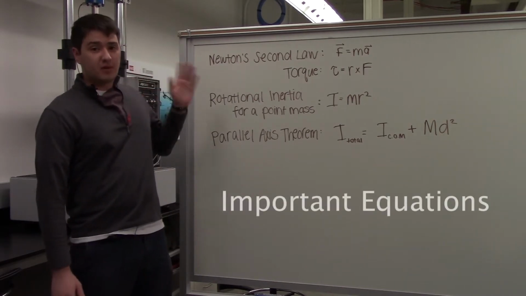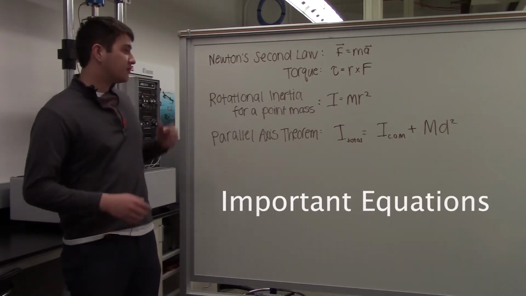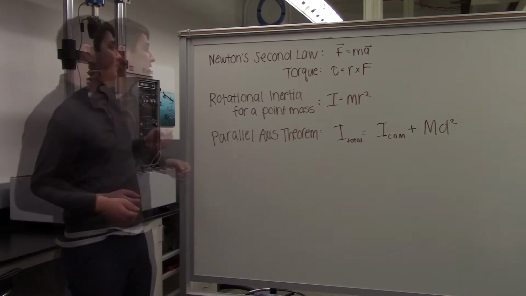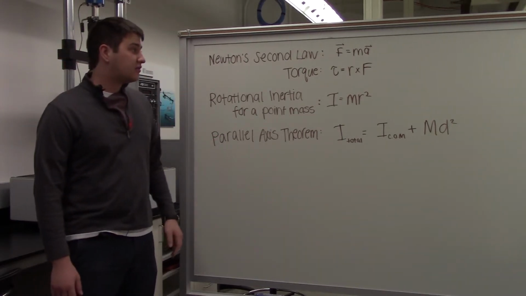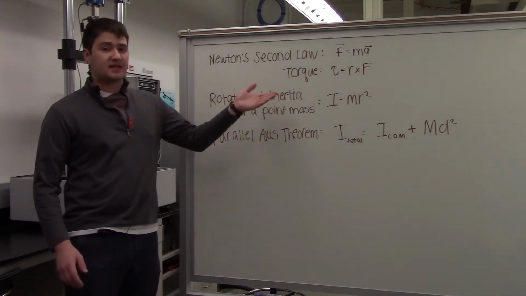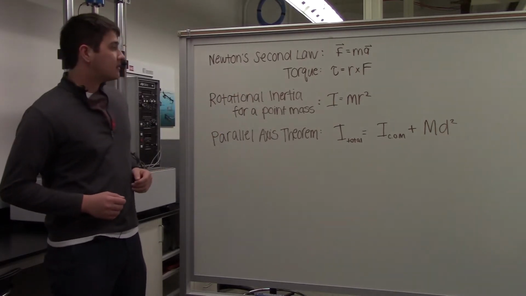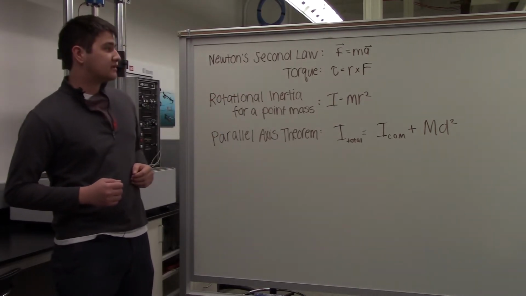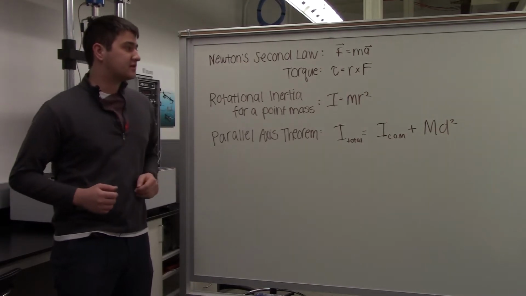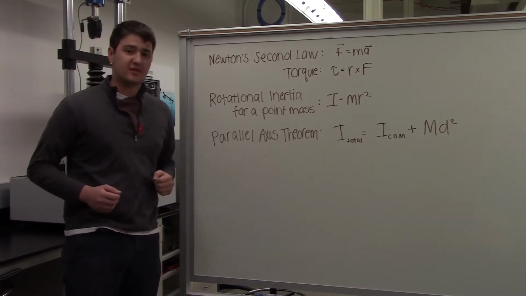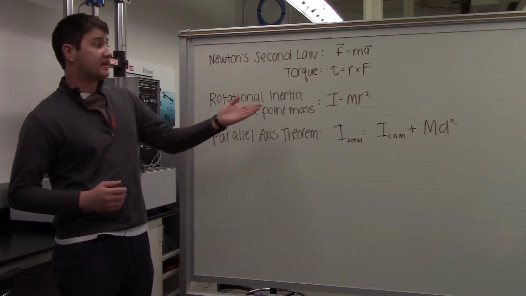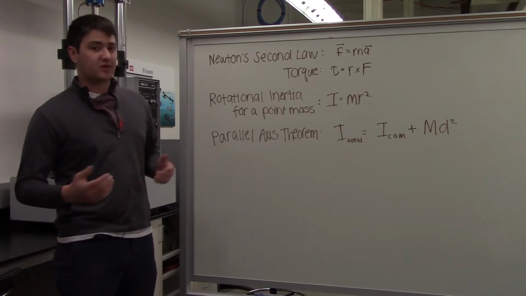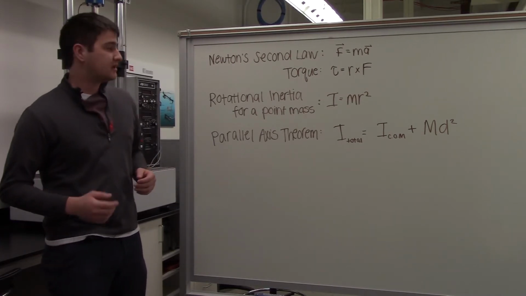So for the moment of inertia lab, there are a few equations we'd want to look at. The first one is Newton's second law, which is force equals mass times acceleration. The second equation is where torque equals the moment arm crossed with the force. In this case, we'll be measuring the force of the falling object.